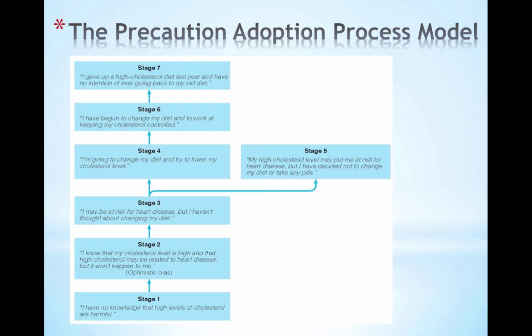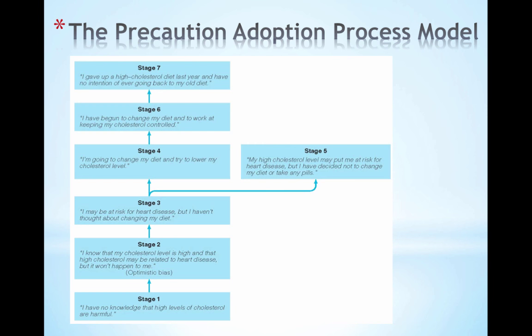From stage 3, this person is going to move either to stage 4 or stage 5. So stage 5 is when this person decides that they are not going to change, right? Realize I'm at risk, too bad, not going to do anything about it. However, if the person moves to stage 4 and they say, I'm going to change my diet, I'm going to start eating healthier, from here, that person can move into stage 6, where they actually start making changes and work at creating a healthier lifestyle, and then move into stage 7, where they would say, I gave up this unhealthy behavior and I don't have any intention of going back.